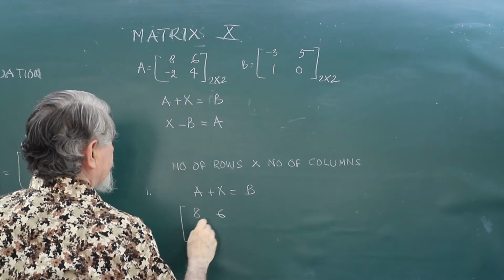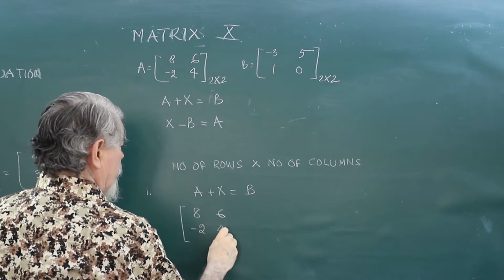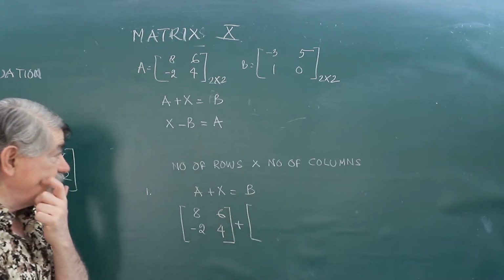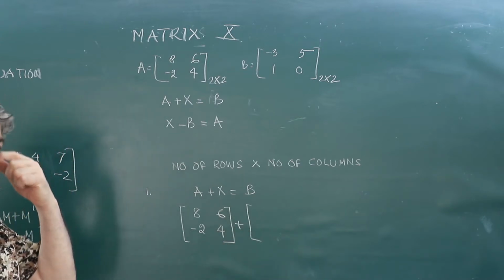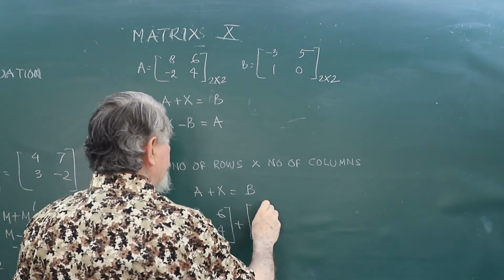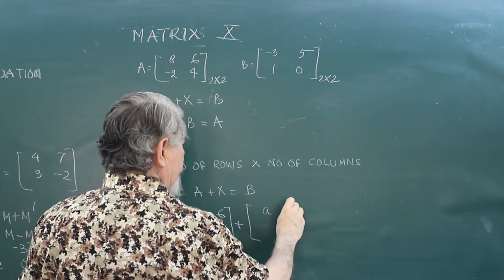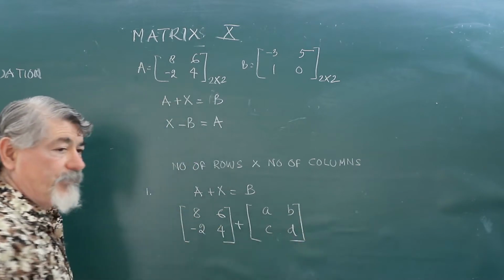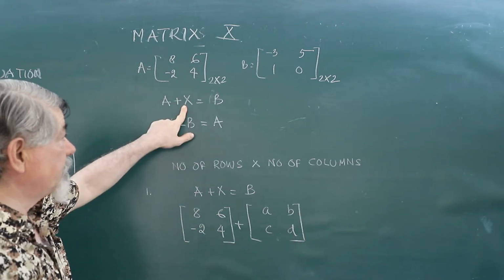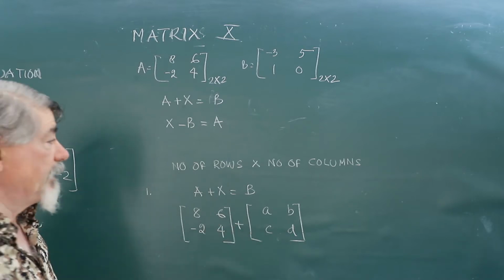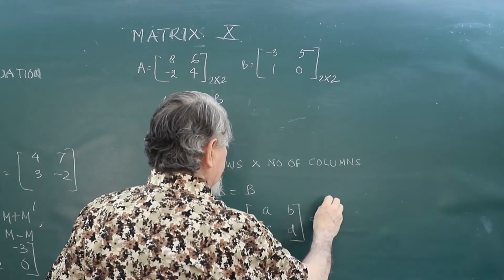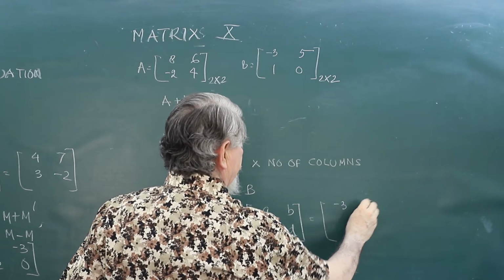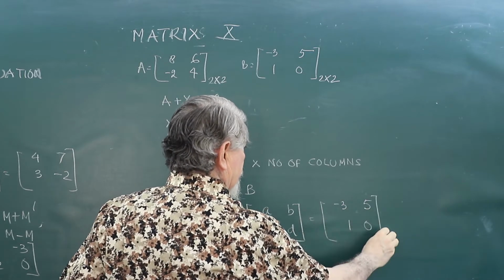A is 8, 6, minus 2, 4. Now the matrix X will be of the same order. So let me assume the matrix X to be a, b, c and d, where a, b, c, d are elements of the matrix X, which we don't know. We have to find them. A plus X is equal to B. B is minus 3, 5, 1 and 0.